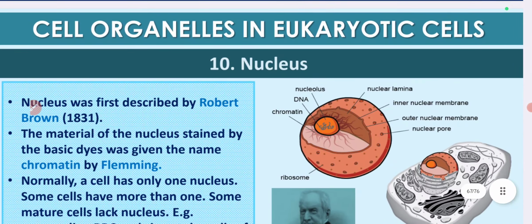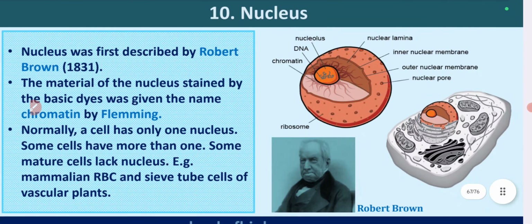Next, the nucleus. It was first described by Robert Brown in 1831. The material of the nucleus is stained by basic dye, which gave it the name chromatin, by Fleming. Normally, a cell has only one nucleus. Some cells have more than one. Some mature cells lack a nucleus. Example: mammalian RBCs and sieve tube cells of vascular plants.